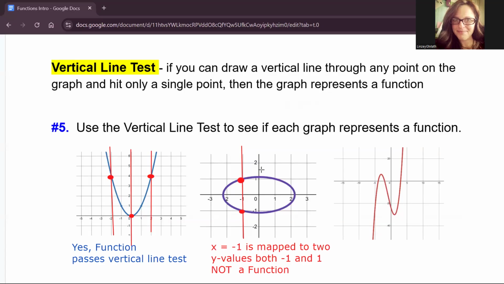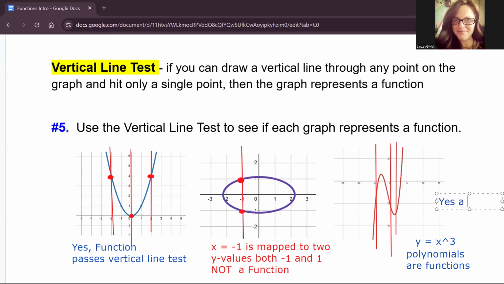And the last one, if we draw a vertical line anywhere through this graph, we will hit exactly 1 point. This is a cubic function, y equals x cubed, a polynomial function. Polynomials are functions. Yes, this is a function.